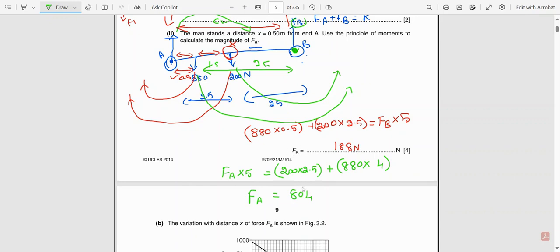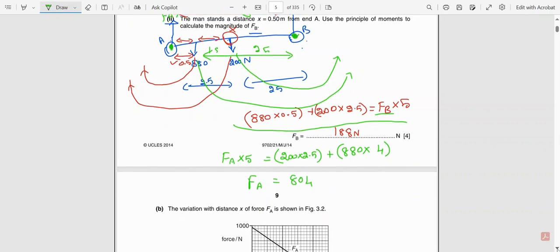If they are asking for FA, then take the point B. Taking point B means we will get FA, because the distance from B to the FB force will be 0. Like that. Here, why has FA been cancelled in the first case? Because the distance between the considered point and the FA force will be 0. That is why we are able to calculate FB. Okay, then we will go to the next part.